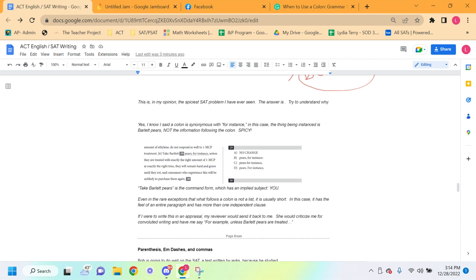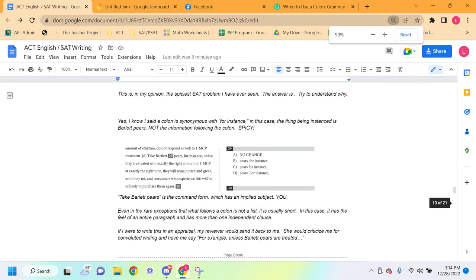Okay, take Bartlett pears, for instance. Unless they are treated with exactly the right amount of 1-MCP at exactly the right time, they will remain hard and green until they rot, and consumers who experience this will be unlikely to purchase them again. What's the right answer? Well, this is colon, so I'm sure you can get from that inference that it's B. Okay?